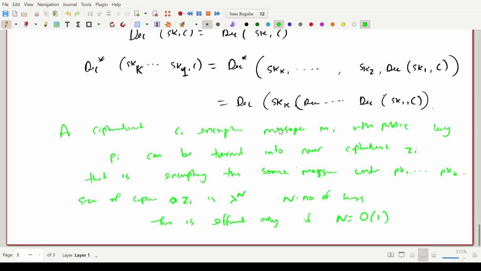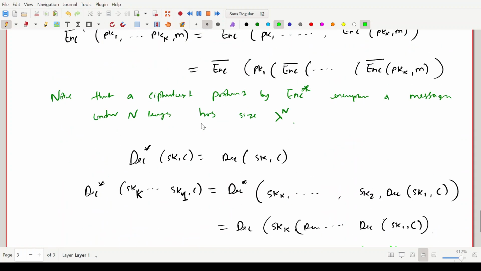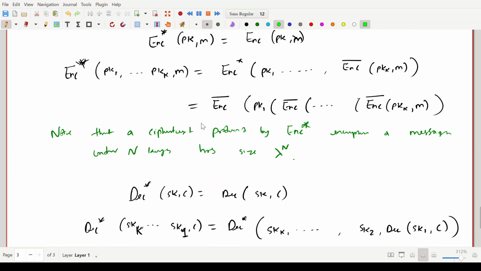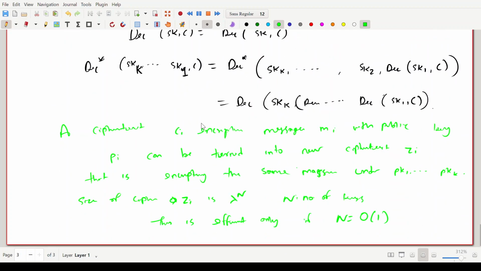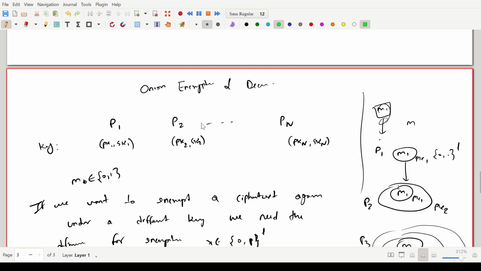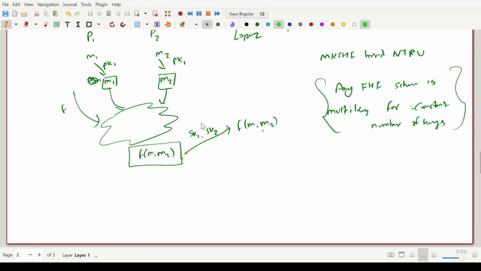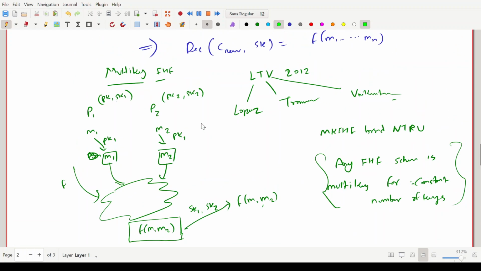Okay then. See, later on we can even do some more improvement in this, right? But this is not an efficient way to go to multi-key FHE. See what was our aim? We said that in LTV 2012, the paper by Lopez-Alt, Tromer and Vaikuntanathan, they said that any FHE scheme is multi-key FHE for a constant number of keys.